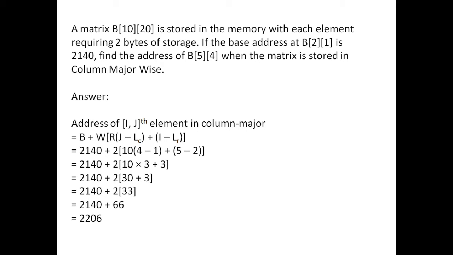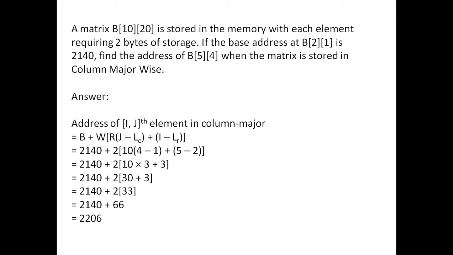Now see the question you get. A matrix, means array. Name of the array is B[10][20]. That means total number of rows is 10 and total number of columns is 20. First part always indicates rows and second part always indicates columns. It is stored in the memory with each element requiring 2 bytes. That means storage is how much? 2 bytes. If the base address of B[1][1] is 2140, that means base address is 2140.